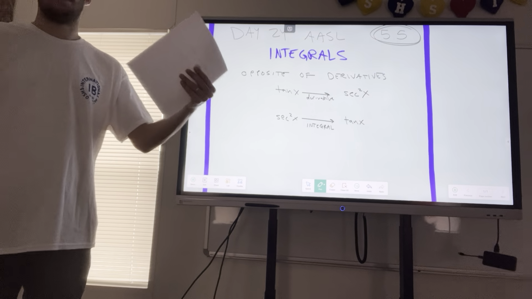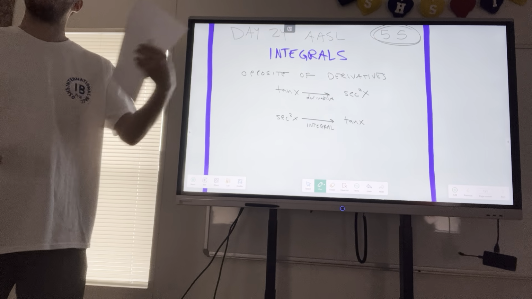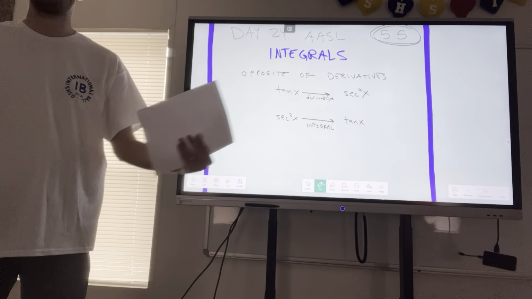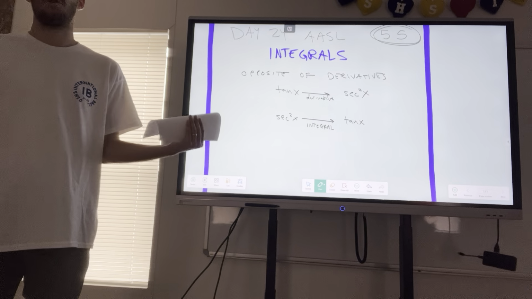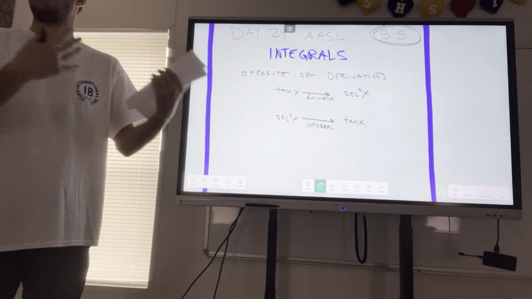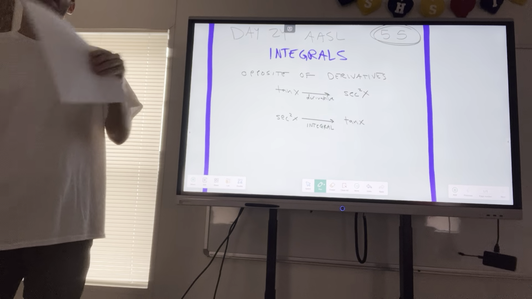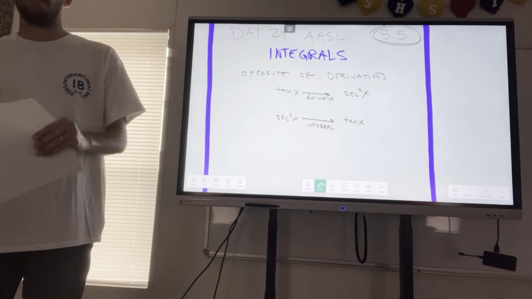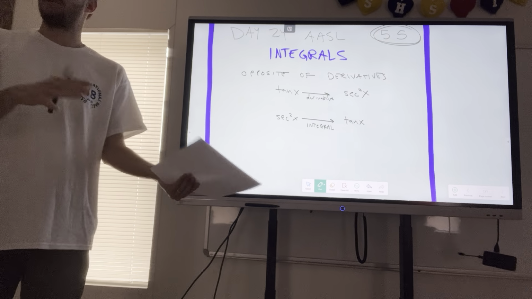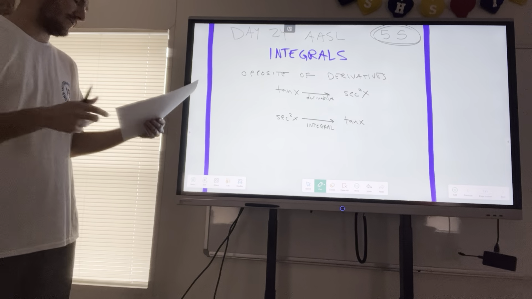So, a silly question, if I ever asked you to take the derivative of something and then the integral of something, you'd be right back where you started. Just like if I asked you to square something and square root it, or if I asked you to take the sine of a function and then the arc sine of a function. It's going to go forward, it's going to go backwards, and it's going to be the same thing. They're going to cancel out.